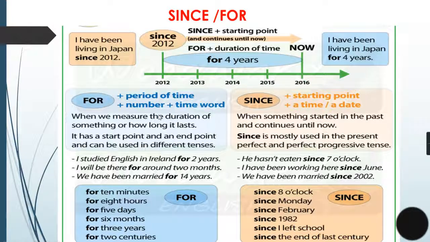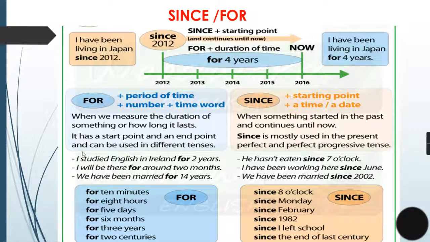So let us further continue. For is used with a period of time: number plus time word. And since is used with a starting point, a time, a date. Okay. When we measure the duration of something or how long it lasts, it has a start point and an end point and can be used in different tenses. Now for since, when something started in the past and continues until now, since is mostly used in the present perfect and perfect progressive tense.